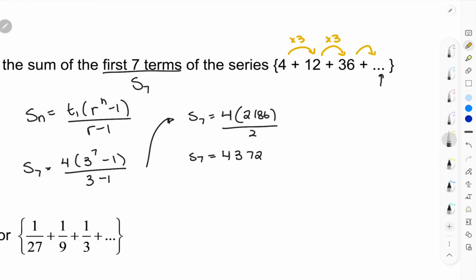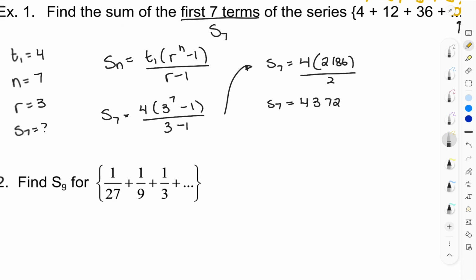My fourth term is suddenly 36 times 3, so 108. And then 3 times bigger than that is 324. 3 times bigger than that is almost 1,000, right? So these numbers grow pretty quickly with those R values.